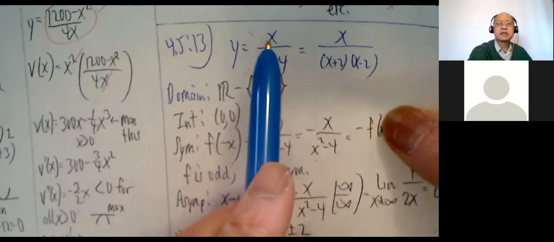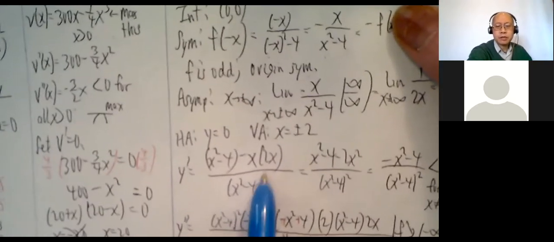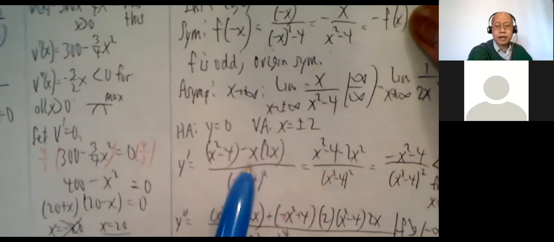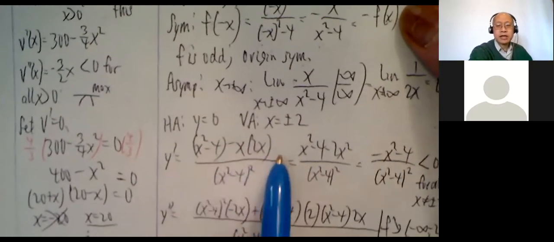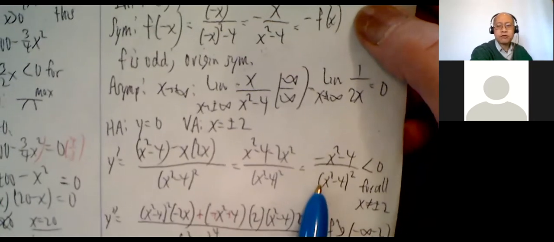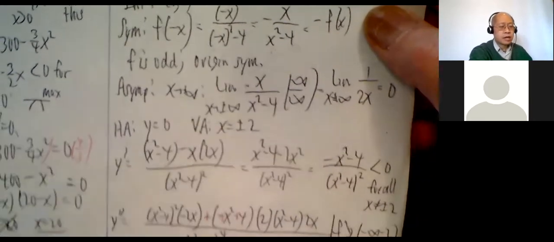Minus the top, x, times the derivative of the bottom. Derivative of the bottom is 2x. Over, as we said, x squared minus 4 squared. Okay, distribute this out. x squared minus 4 minus 2x squared, or negative x squared minus 4, over x squared minus 4 squared.